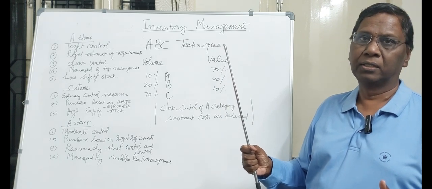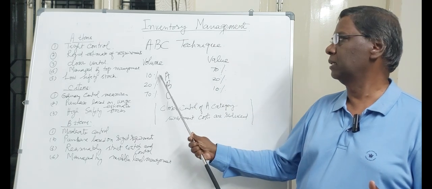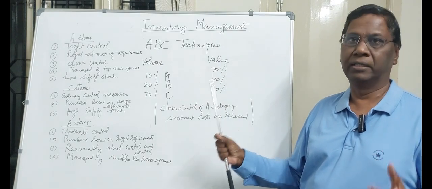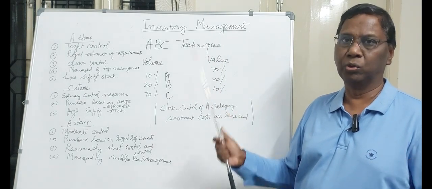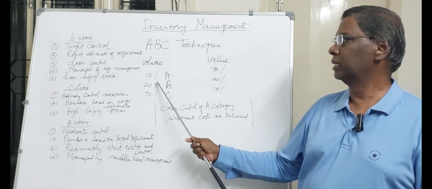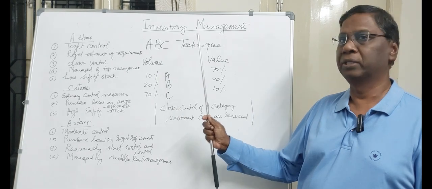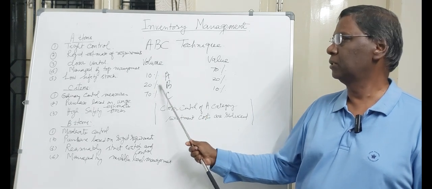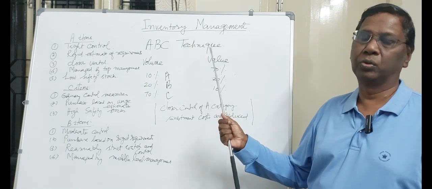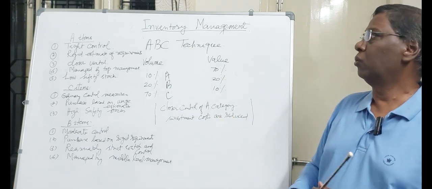So by controlling A, you'll be able to control the maximum of the inventory, because the value is more. The 20% B category is a little more than C, but compared to A, it is less value. Only 20 items will cost 20%. Now, how do you have to control this?